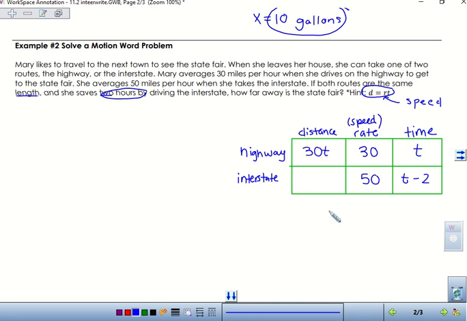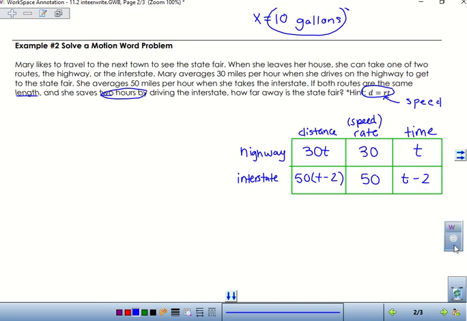30t, the product of speed and time. And then how could we represent the interstate distance? 50t. Good. Like that. Does everybody see how we got all those values in the box? That just helps me keep it organized and I know what everything is.